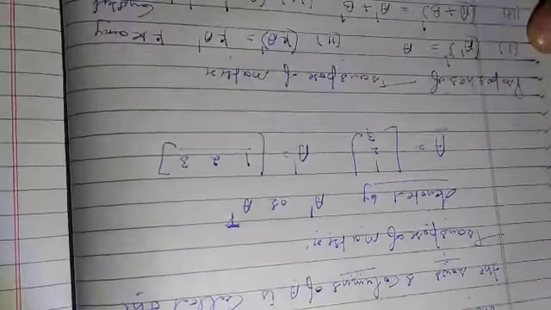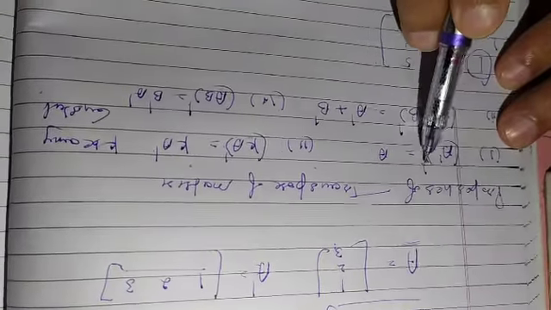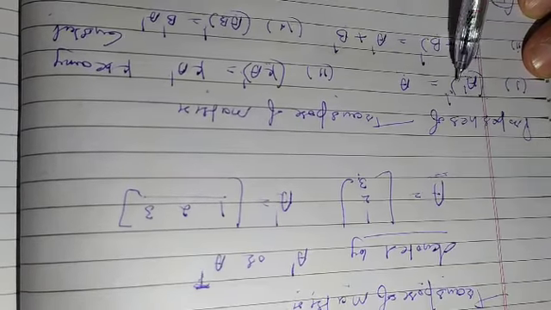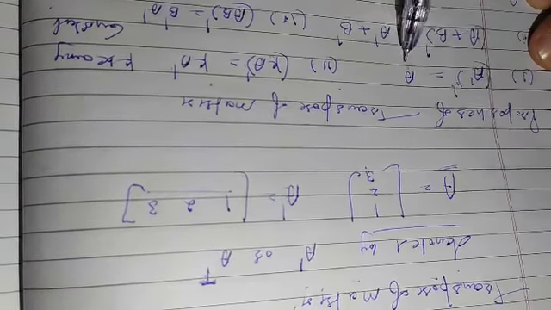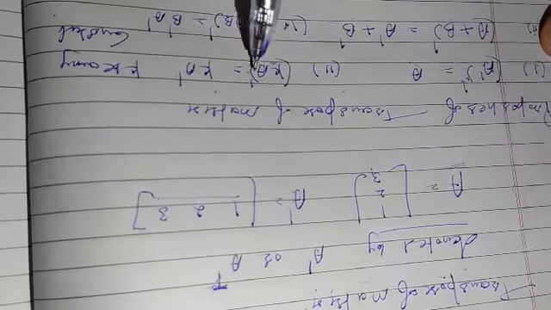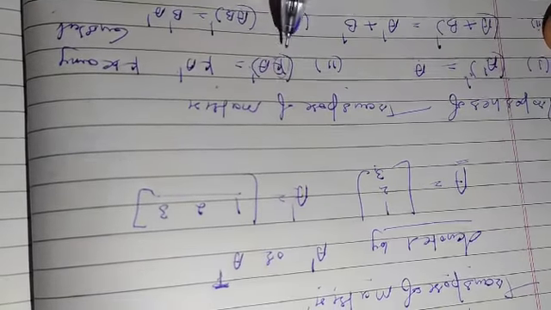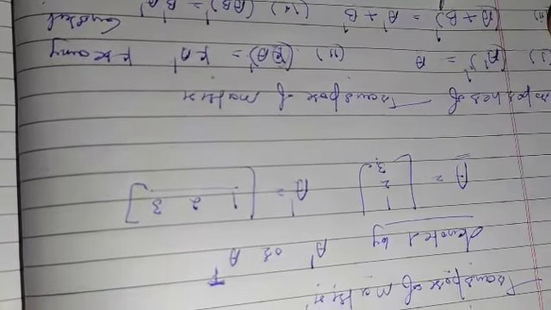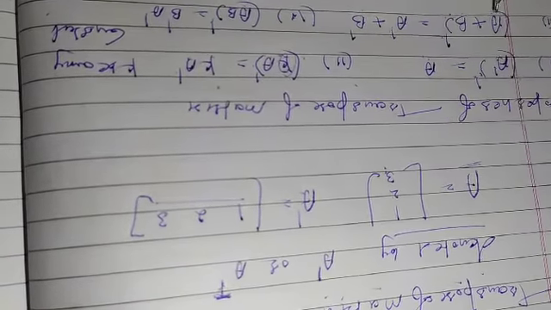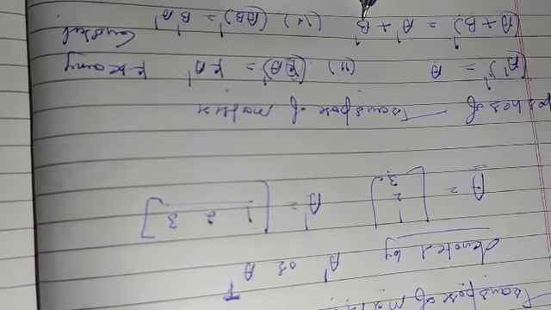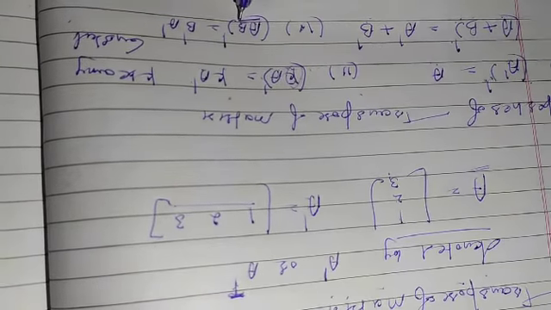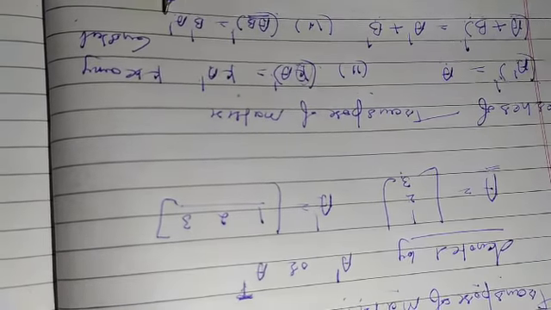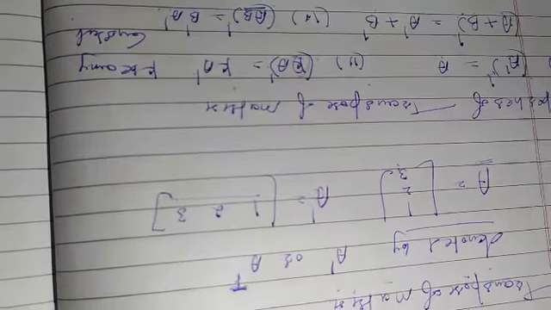Some properties of transpose of a matrix. A transpose transpose is equal to A. K into A transpose, where K is any constant: K comes out, and it is K into A transpose. A plus B transpose is A transpose plus B transpose. For the product of matrices AB transpose, B comes first and A last: B transpose into A transpose.